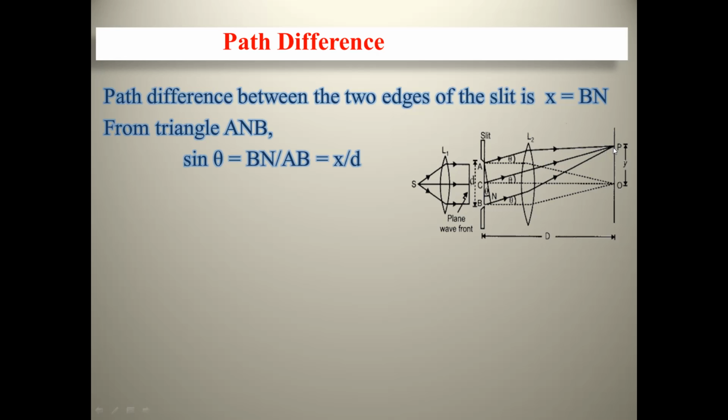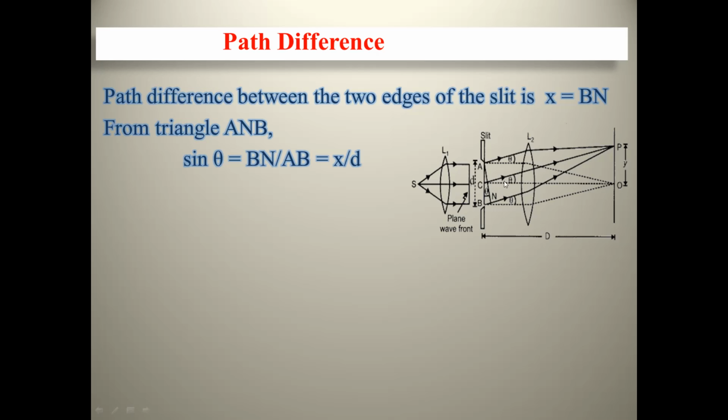The angular position of the point P is theta. So the angle BAN is also theta. So let us consider the right angled triangle ANB. Sin theta is equal to opposite side BN by hypotenuse AB. BN is the path difference x by AB is the width of the slit d.